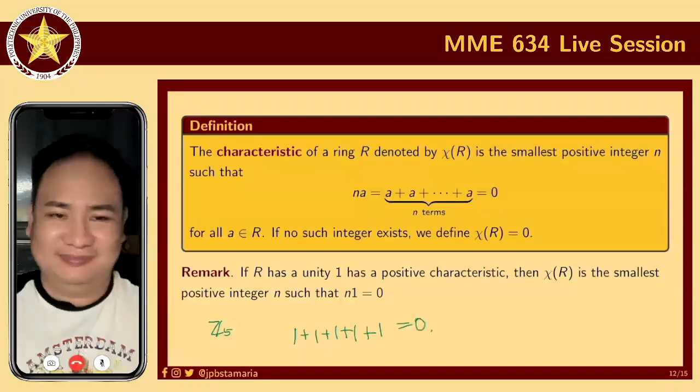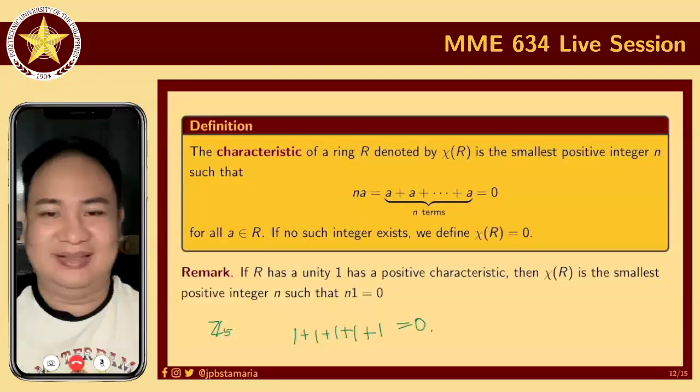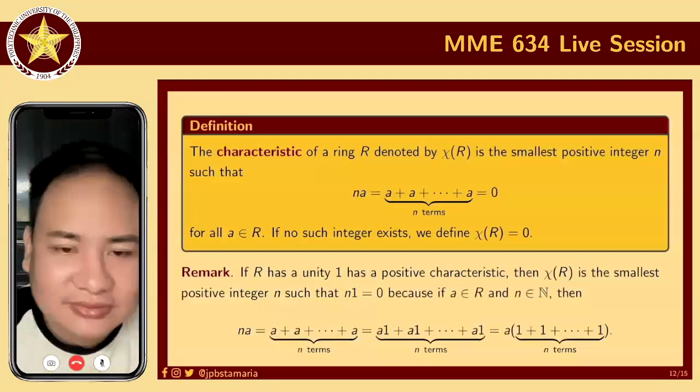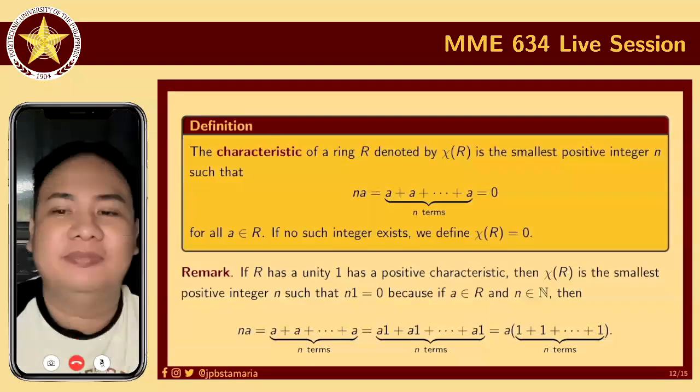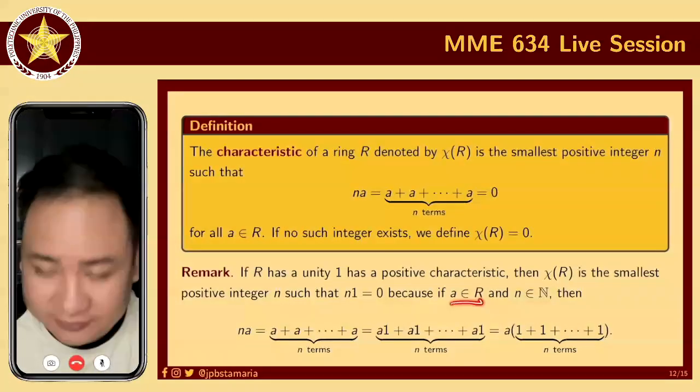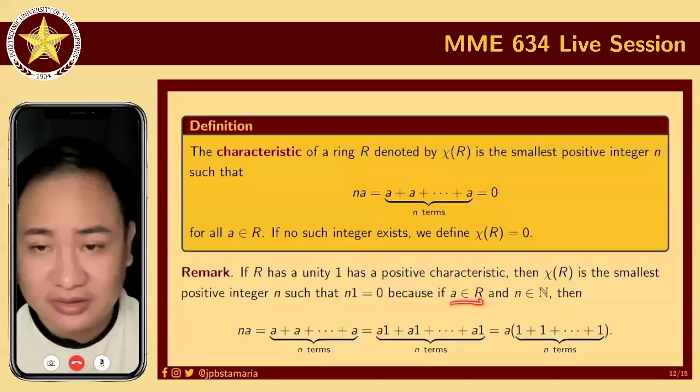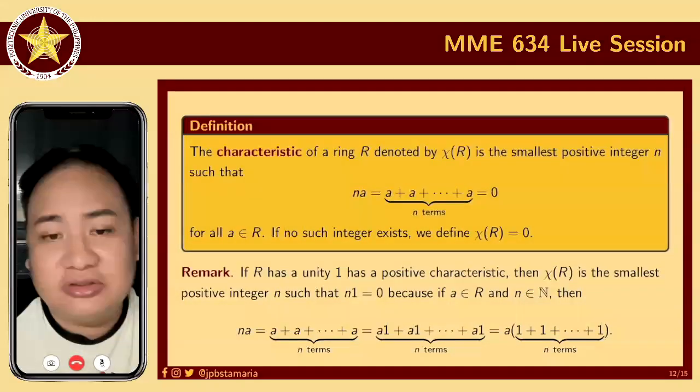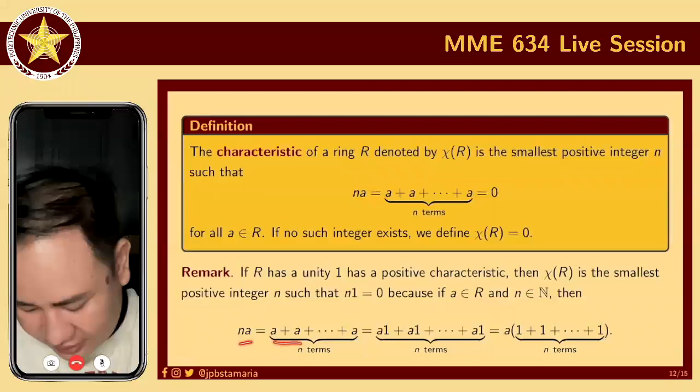Bakit? Ang reason, tingnan nyo. Pag meron kasing arbitrary A sa ring, at si n ay positive integer, ang nA kasi ganito. Tapos ang bawat A, pwede mong isulat as A times 1.